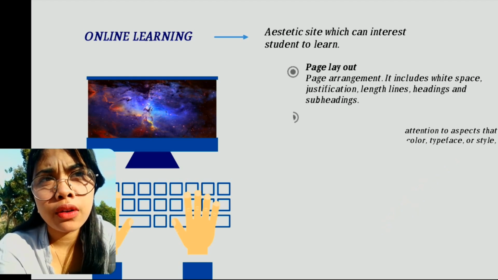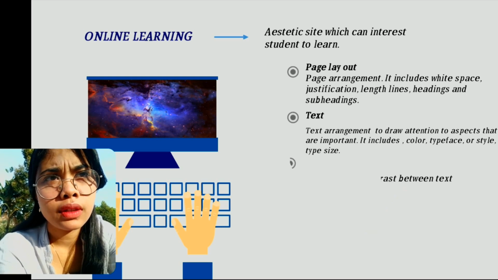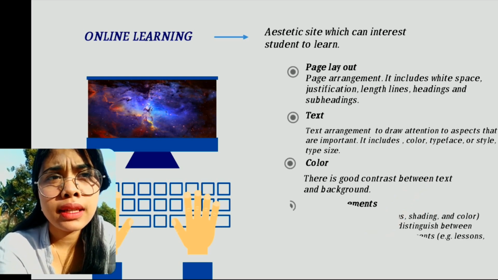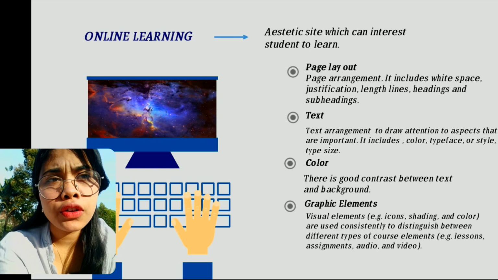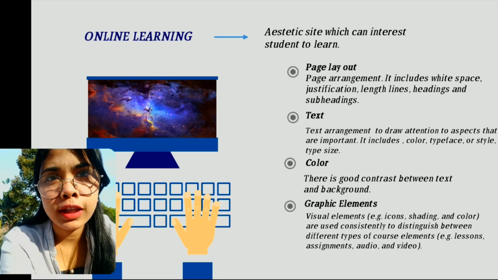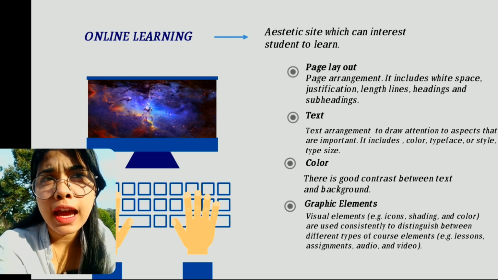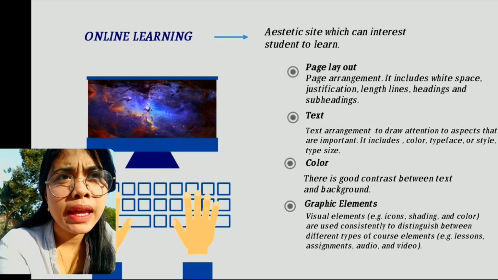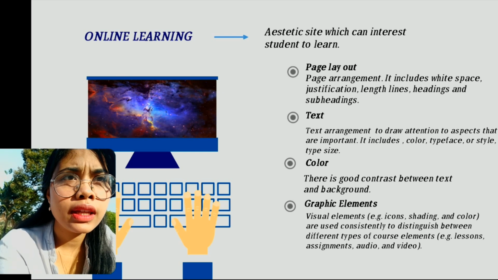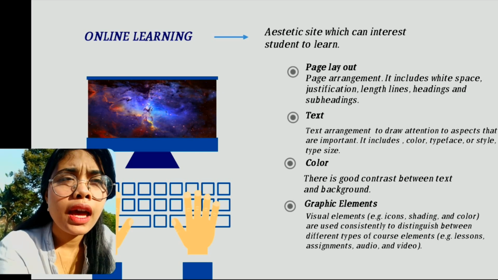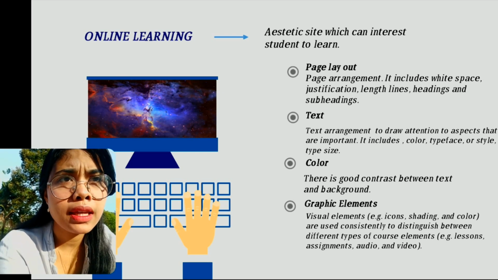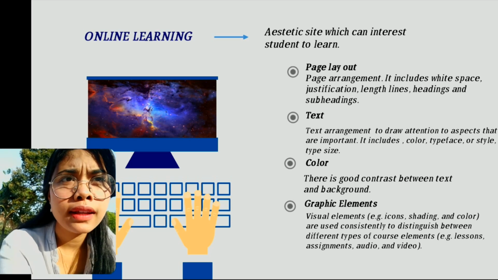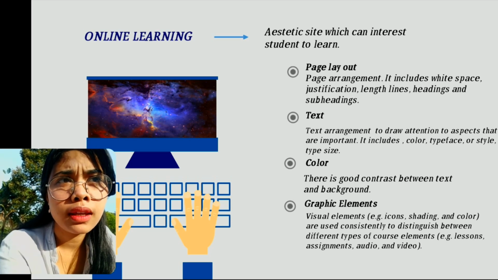And the elements needed are page layout, text, color, and graphic elements. Actually, this is just the basic element. Let's talk first about page layout. Page layout is the page arrangement, and it includes white space, justification, line length, headings, and subheadings.